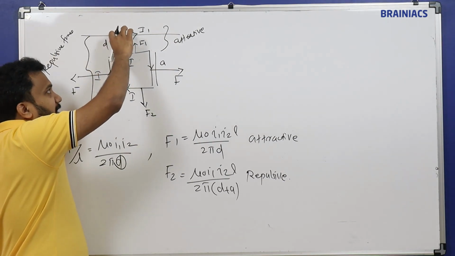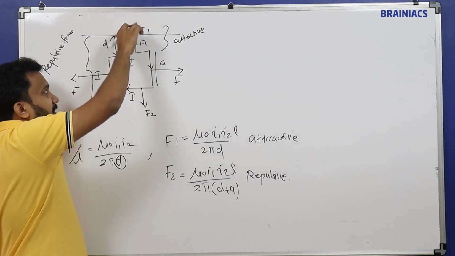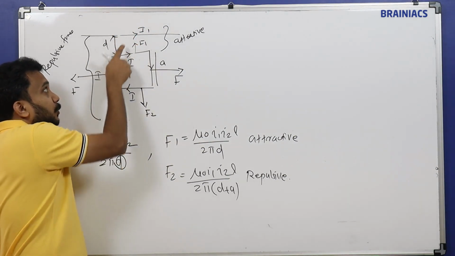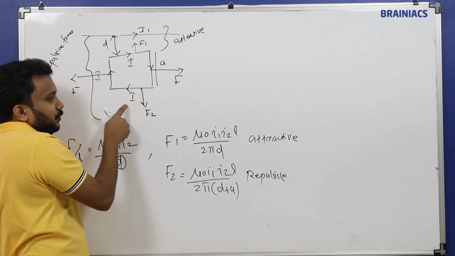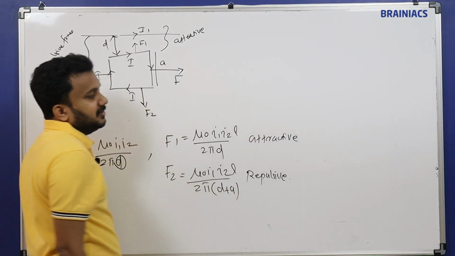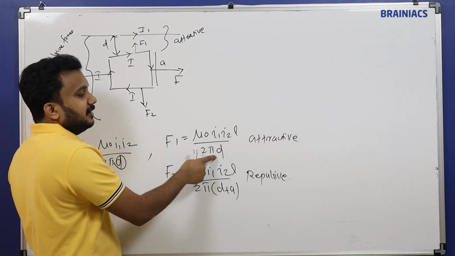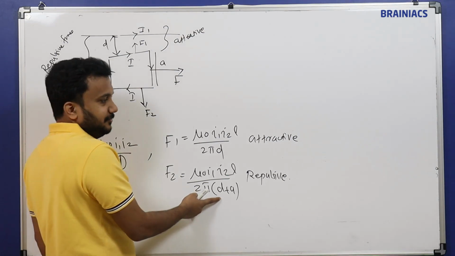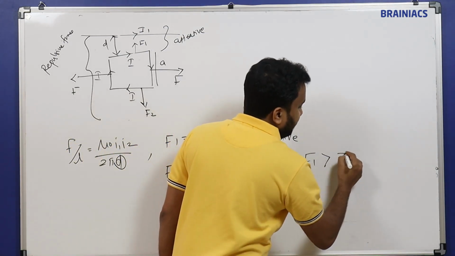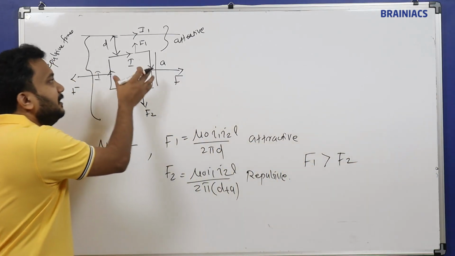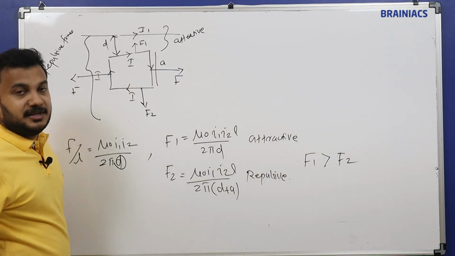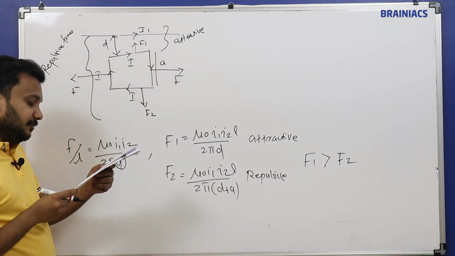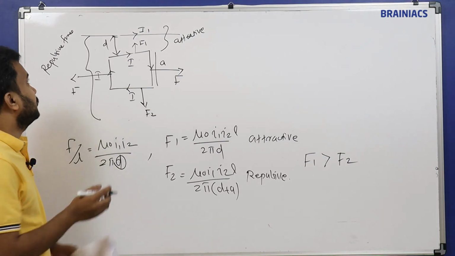The first one will give an attractive force because the currents are in the same direction, but this wire and the last one have currents in opposite directions, so it is a repulsive force. Which is higher, the attractive force or the repulsive force? The denominator is lesser for the attractive force and more for the repulsive force. So I can say F1 is greater than F2. So this coil will be attracted towards the above wire. So it's a net attractive force towards the conductor.